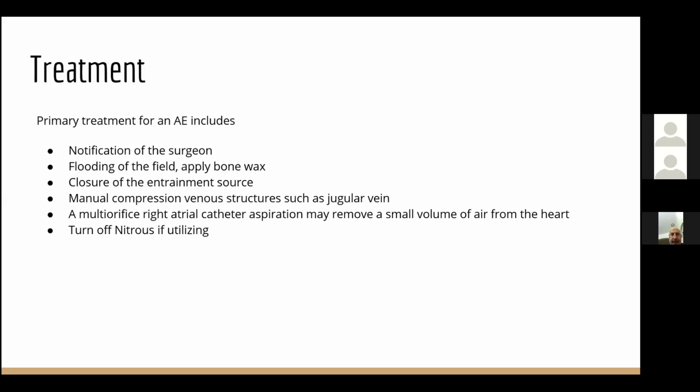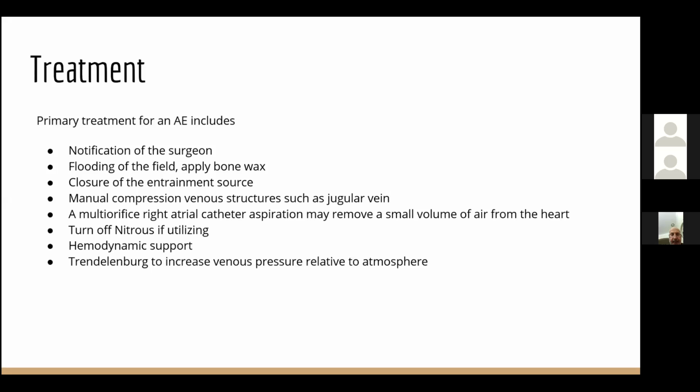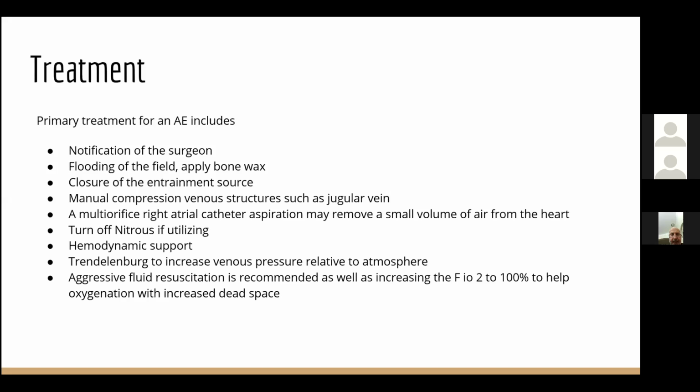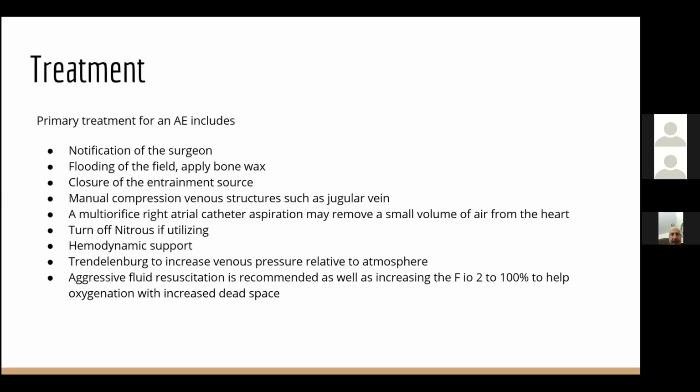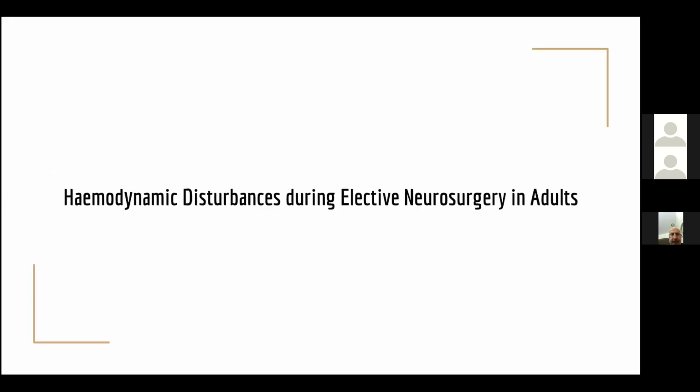If you're using nitrous, just turn it off, and all you can do is hemodynamically support the patient: aggressive fluid resuscitation, FiO2 to 100% or pressors. So this is all about venous air embolism. The next topic is hemodynamic disturbance during elective neurosurgery in adults.